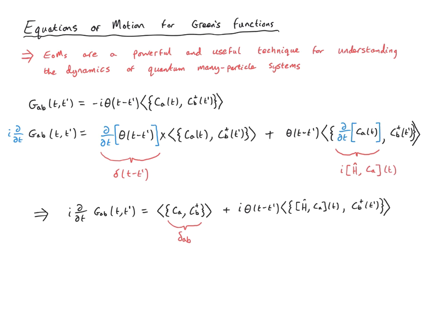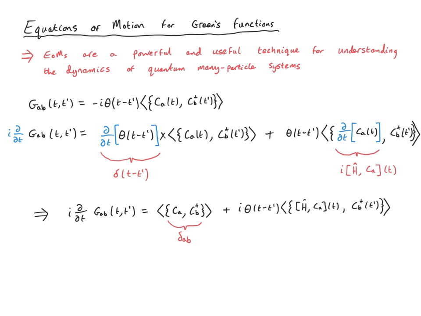Our original Green's function, Gab of t and t primed, was defined in this way. You can see that this correlation function here is closely related, except instead of Ca evaluated at time t, we have the commutator, this time, of the Hamiltonian with Ca evaluated at time t. So it's not the same Green's function that appears on the left, it's a different one. It involves a different operator here.